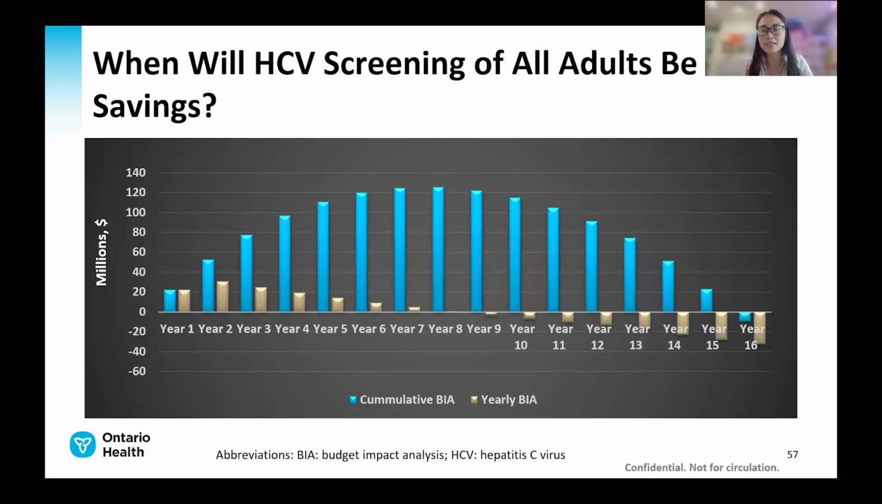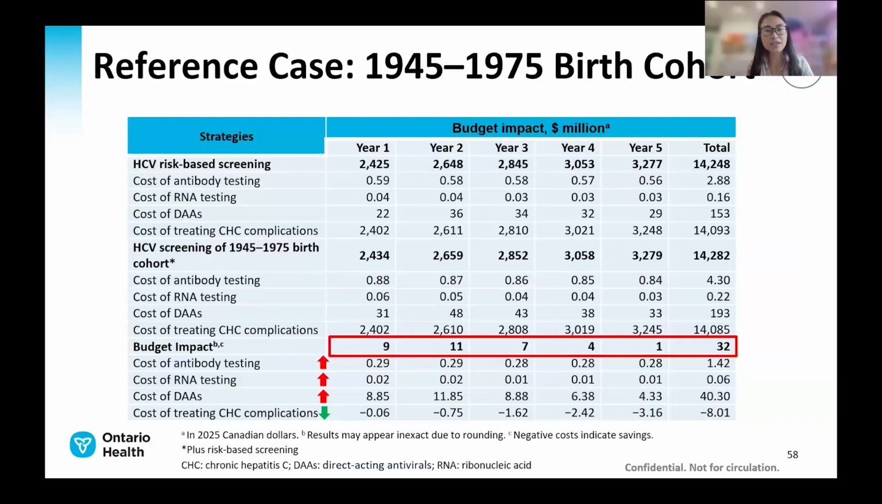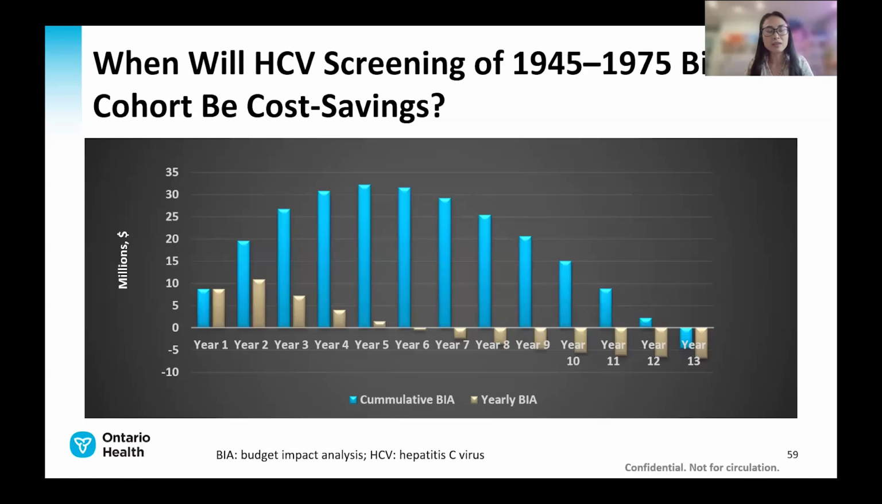So in year 16, the cumulative BIA becomes negative, which shows that screening all adults in Ontario would become a cost-saving strategy for the government. Similarly, for the budget impact if the government considers publicly funding this birth cohort, it would require 9 million in year 1, 1 million in year 5, for a total of 32 million in 5 years. So when would the screening for the birth cohort between 1945 and 1975 be cost saving?